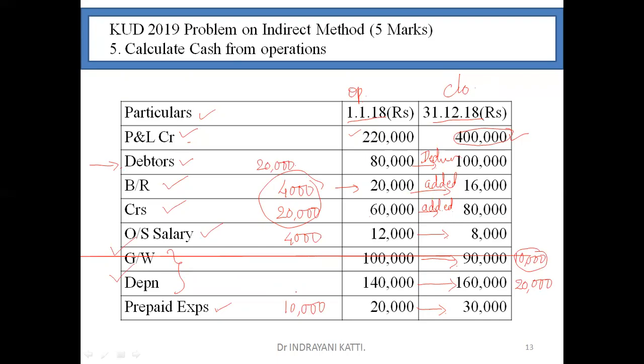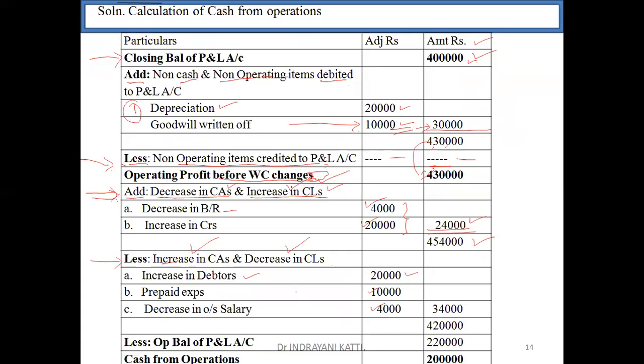So these three items, 20, 4, and 10. The same things we have taken here, 20,000, 10,000 and 4,000. Total of all this will be rupees 34,000. This is deducted from 4,54,000, right? So 4,54,000 minus 34,000 will be 4,20,000. The total is 4,20,000.